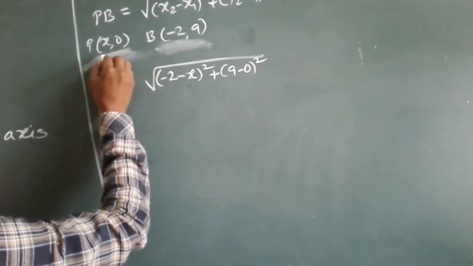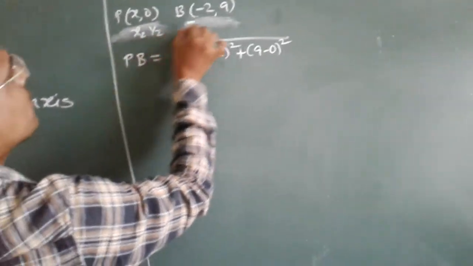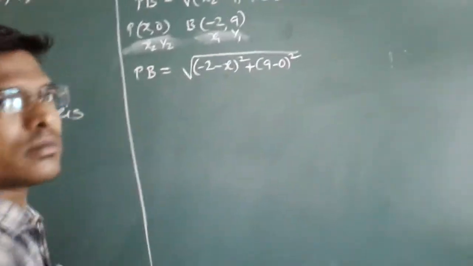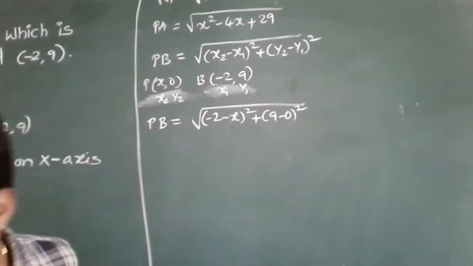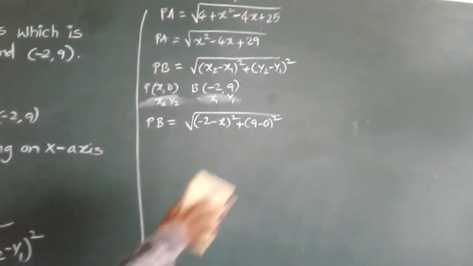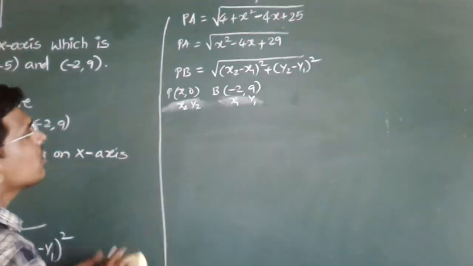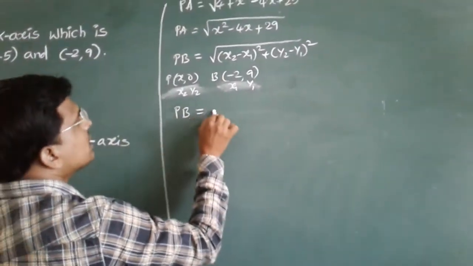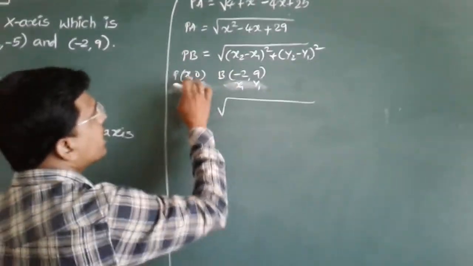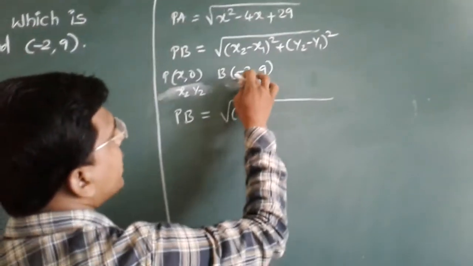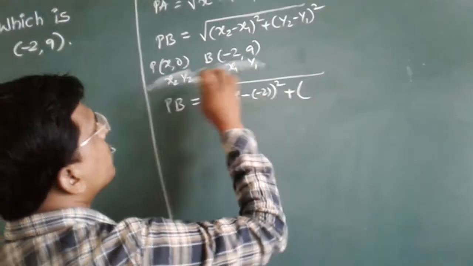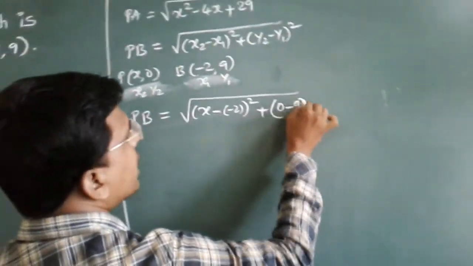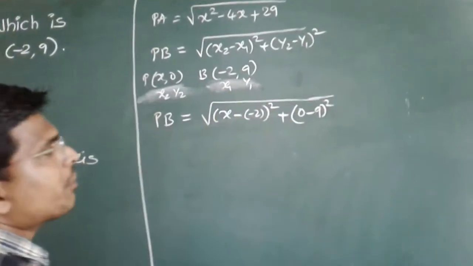So how? Assume this as x2 y2 and x1 y1. No problem. In both ways you will get the same answer. Okay. So here I am changing this. So PB is equal to the square root of (x minus x1, that is x minus minus 2) whole square plus (y2 0 minus 9) whole square. So this is the PB.